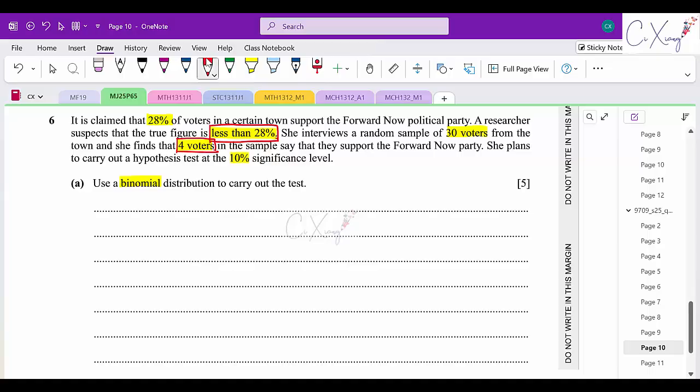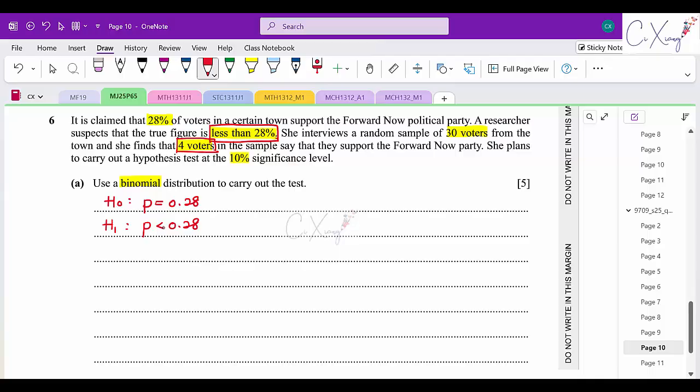Right, so when you want to carry out the test, the first step is to set up the null and also alternative hypothesis. We are talking about the support rate. So originally, they said support rate should be 28%. So I will put it as a proportion, 0.28. And for the alternative hypothesis, the keyword is less than. So we are having the proportion less than 0.28. And this is basically the researcher's suspicion, right?